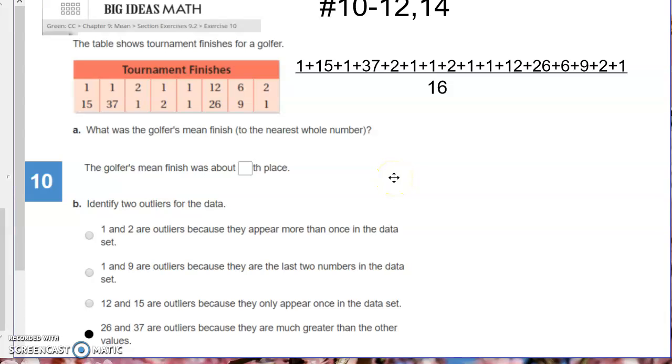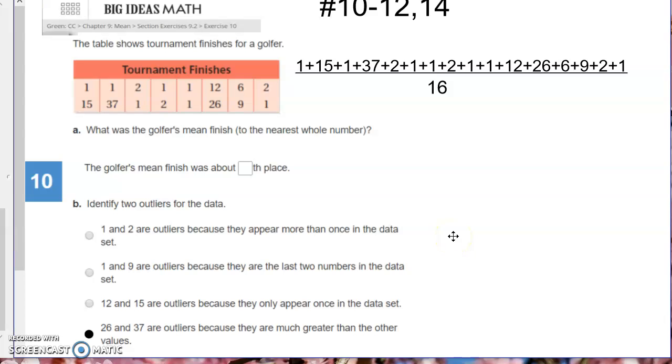For example, let's say you get 9.375. Well, that would round to 9 because you go to the digit next to it, which is a 3, and that is 5 or less, so my number would stay at 9. If you got an average of 10.5, then to round it to the nearest whole number, I go to the 5, and 5 is 5 or more, so that means I would round the 10 to 11. So the golfer's mean finish was about, and round that to the nearest whole number once you add all those numbers together, hit equals, and then divide by 16.